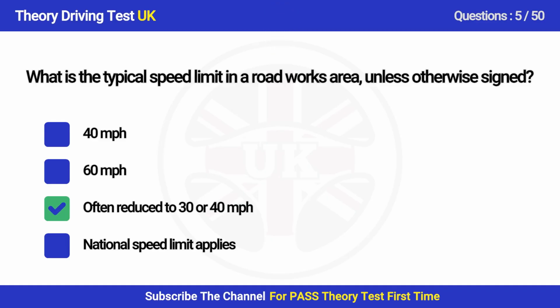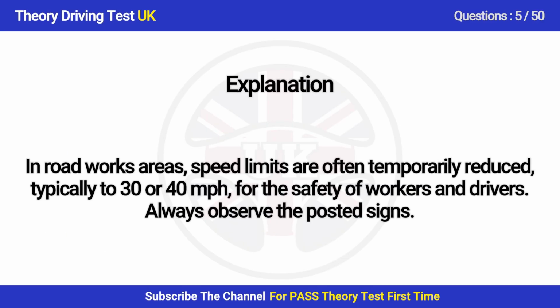Answer is C. Often reduced to 30 or 40. In roadworks areas, speed limits are often reduced temporarily, typically to 30 or 40, for the safety of workers and drivers. Always observe the posted signs.